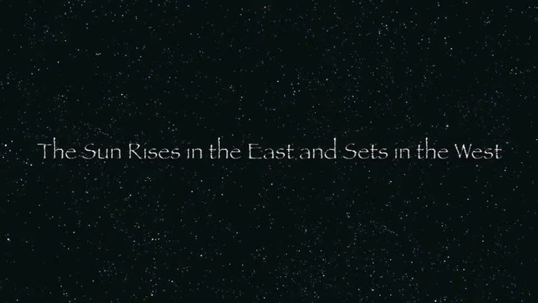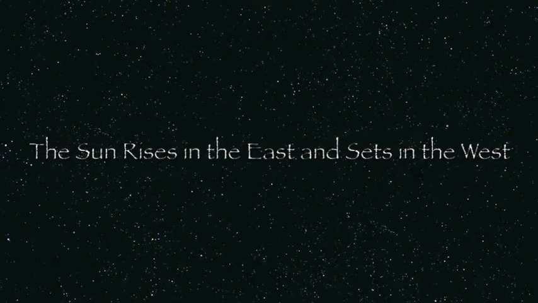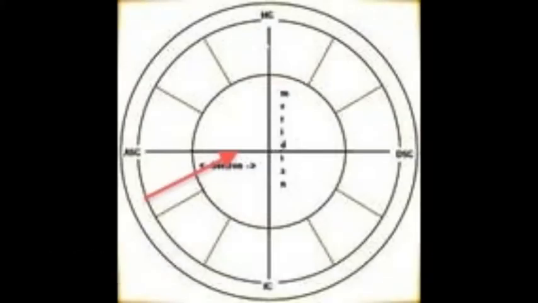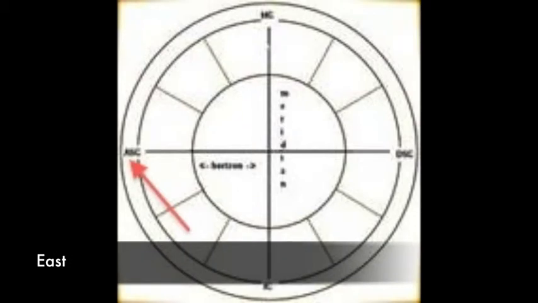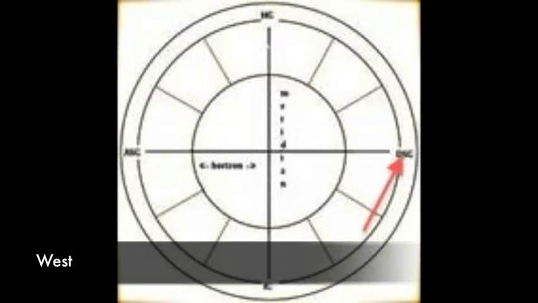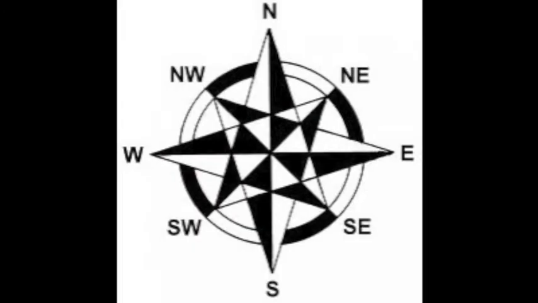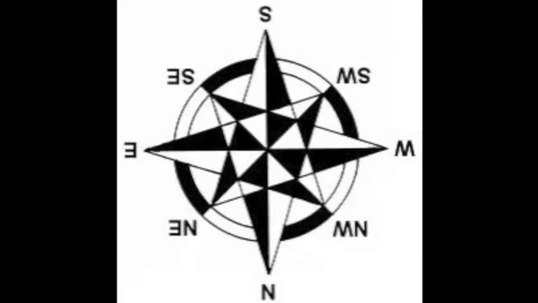Remember in elementary school how they told you that the sun rises in the east and sets in the west? It's now time to put that to practice. Alright, so remember this x-axis is the horizon. This is the east. This is where the sun rises in the morning. This is west. This is where the sun sets at night. This is a little confusing because the compass that we know and love is actually flipped around in astrology 180 degrees. What was north is now south. What was east is now west.